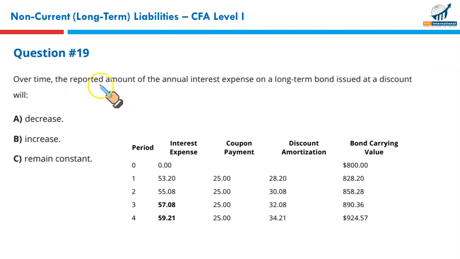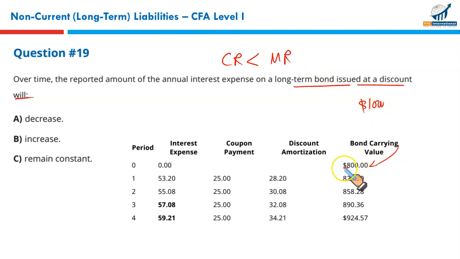Over time, the reported amount of annual interest expense on a long-term bond issued at a discount will, let's say we have issued a bond, just an example, a $1,000 bond at 800. Why will you do that? It's because your coupon rate is less than the market rate. Your bond will sell at a discount. So this 200 difference, I need full attention, because that's where people get in trouble. The difference between the par and the book value is called discount in this case.